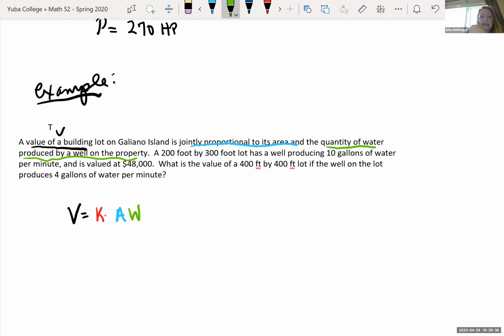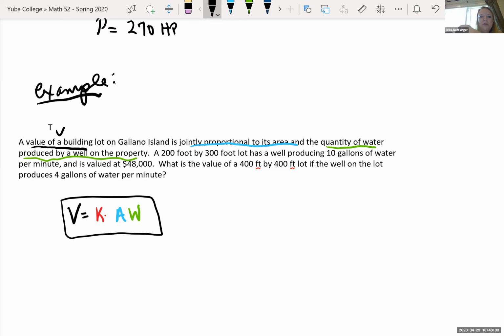Let's go back and clean this up because it looks like they're giving us the length and the width rather than the area. And so I guess we don't have to. Okay, so that's what our generic equation is. And now we can figure out what K is. They're giving us enough information to figure out what K is.